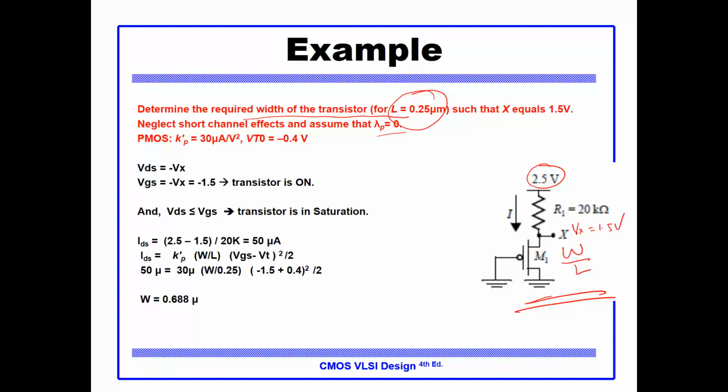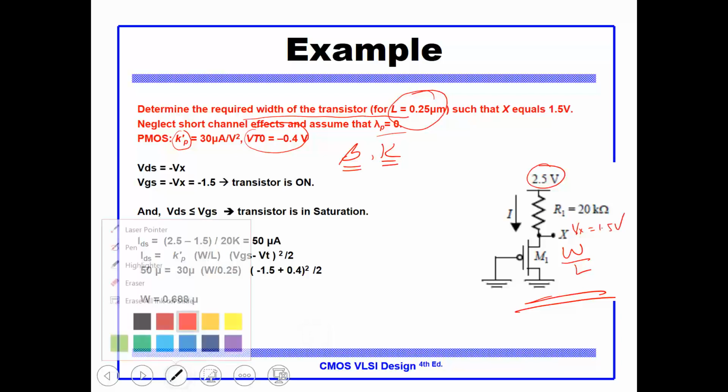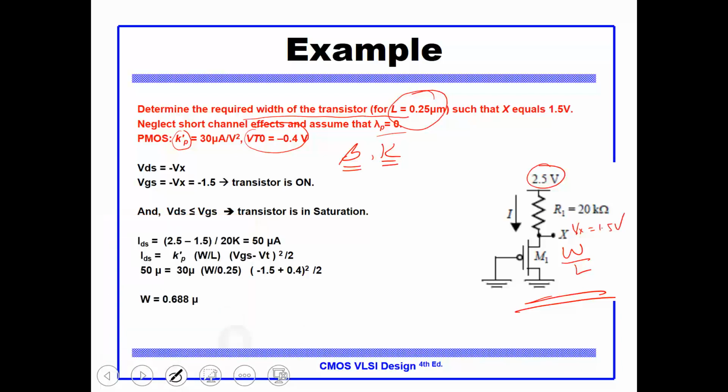And this PMOS, he's given me the K prime factor and the VTO, the threshold. The K prime factor is the beta we know, and in some textbooks they use K, so both are the same. If we study this transistor, we'll see the current goes from here to here, so this is from the source to the drain.